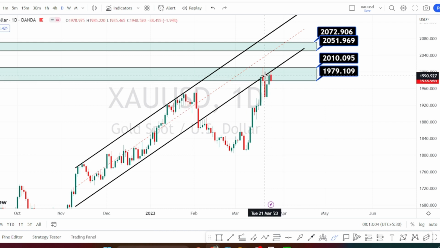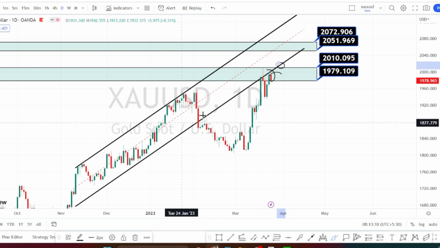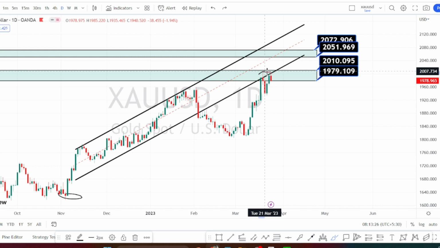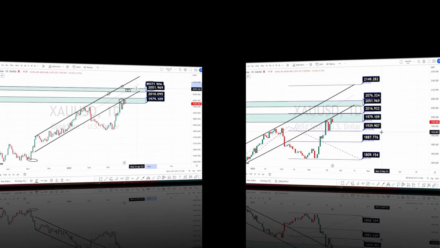So if the price action doesn't manage to break this resistance zone or the resistance line of the bullish channel pattern, we can expect the bearish side retracement to start in daily time frame. And if the price action manages to break this resistance zone, next target is going to be the resistance line of the bullish channel pattern or the next resistance zone, which is going to be between 2072 to 2051.